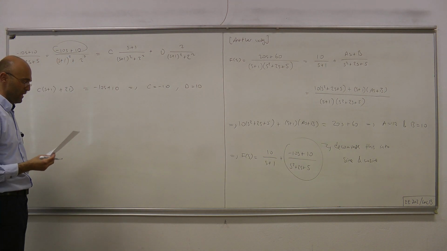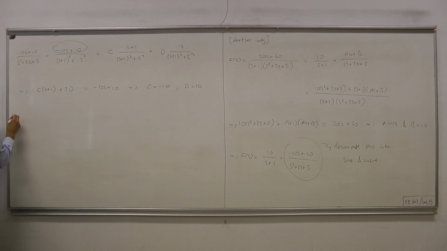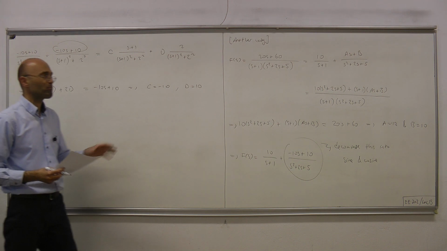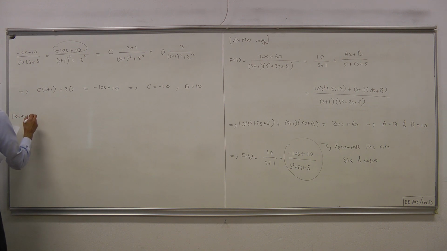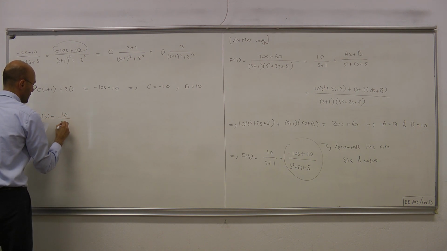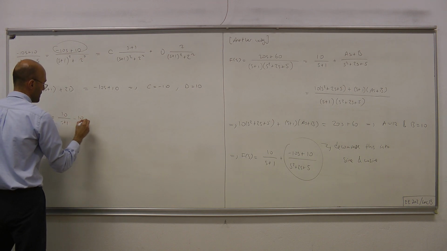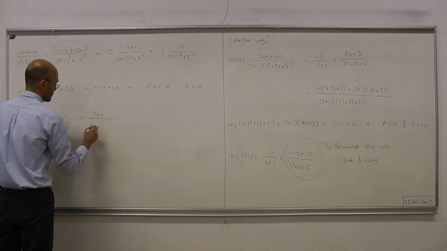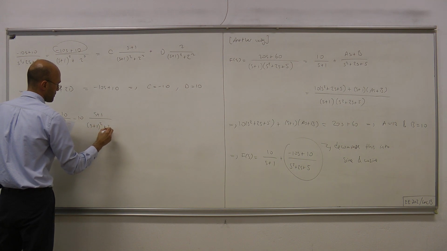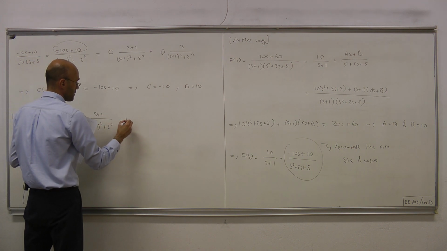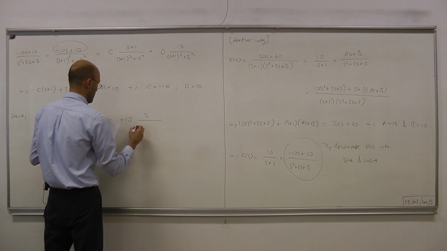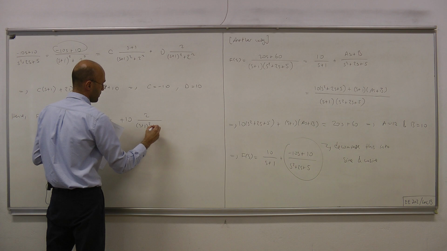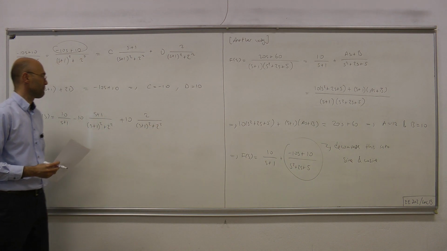Okay. Therefore, without dealing with complex residues, we can write f of s as 10 over (s plus 1), minus 10 times (s plus 1) over ((s plus 1) squared plus 2 squared), plus 10 times 2 over ((s plus 1) squared plus 2 squared).